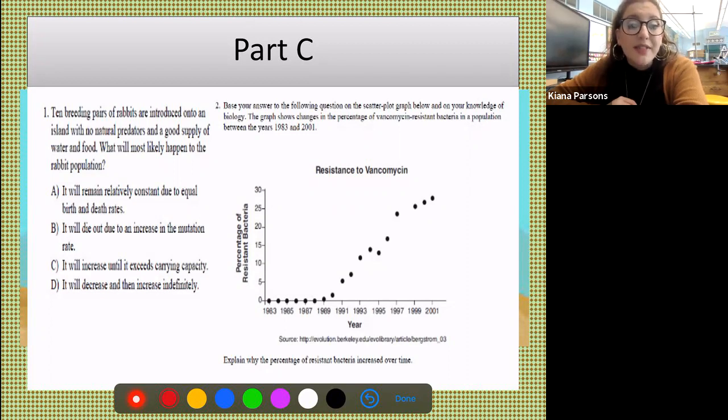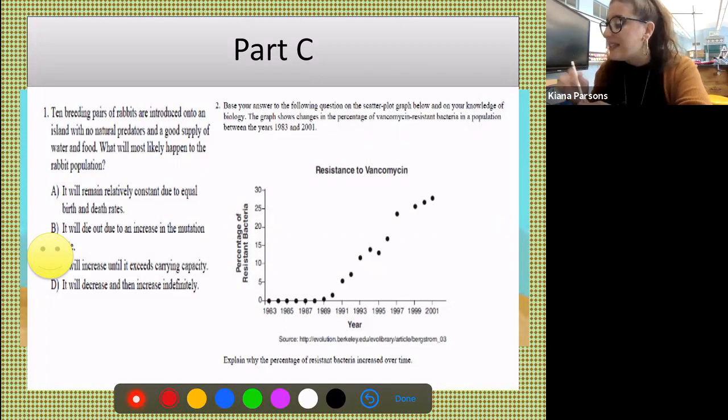It will remain relatively constant due to equal birth and death rates. It will die out due to the increase in the mutation rate. It will increase until it exceeds carrying capacity, or it will decrease, and then increase indefinitely. So it will increase until it exceeds carrying capacity.